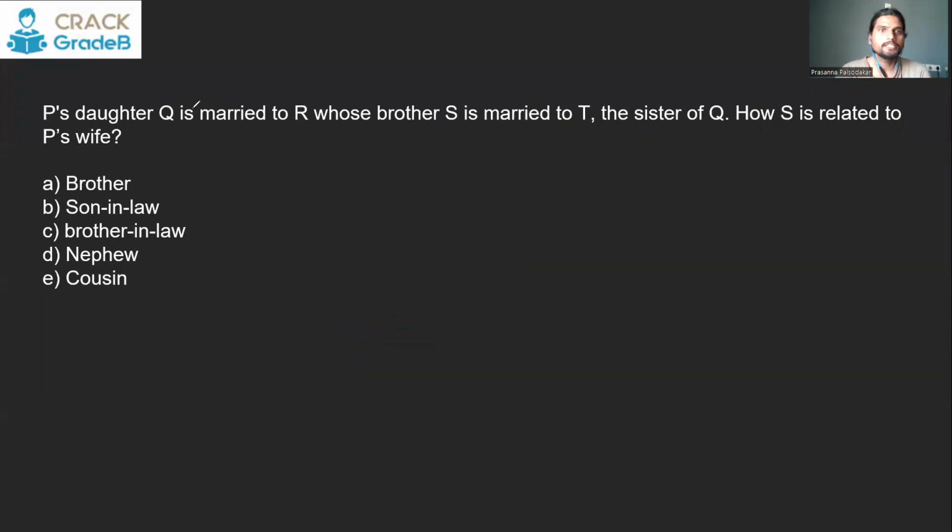P's daughter Q is married to R, whose brother S is married to T, the sister of Q. How is S related to P's wife? P's daughter Q. So P might be married with somebody and they have a daughter named Q. Q is a daughter, so female. Q is married to R. R is going to be the male.